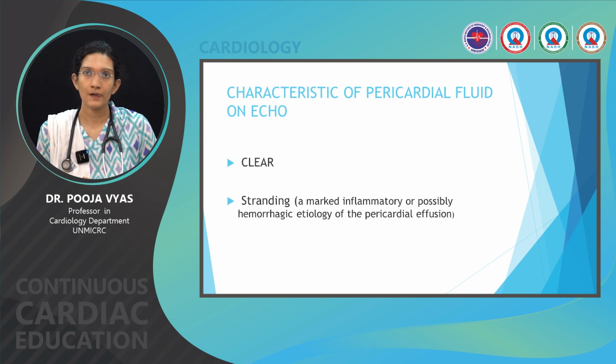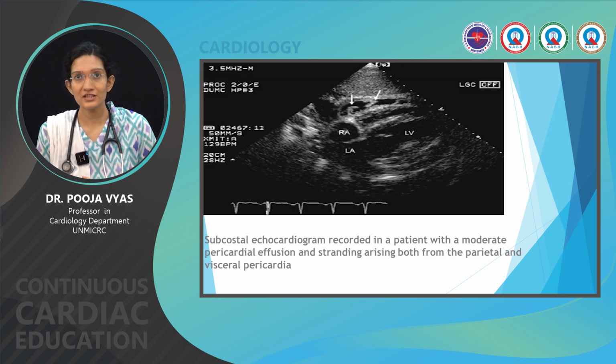We should also give importance to the characteristic of the pericardial fluid on echo. We may find the fluid in the pericardium clear, or there may be stranding which suggests an inflammatory etiology or a hemorrhagic etiology. So, in this image we can see stranding arising from the parietal and visceral pericardium.